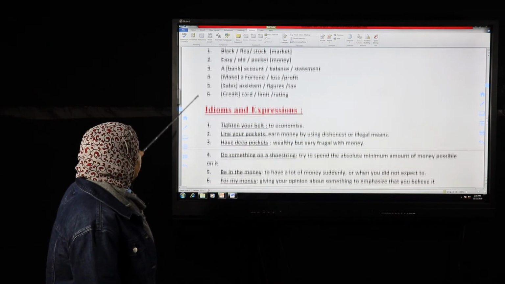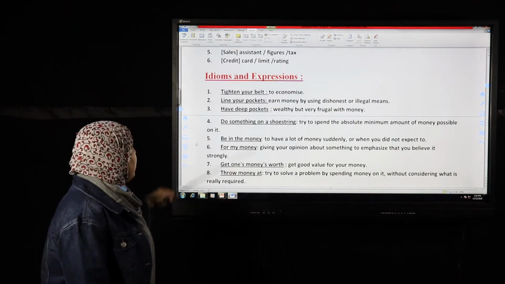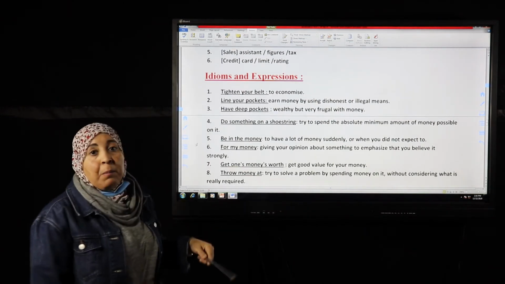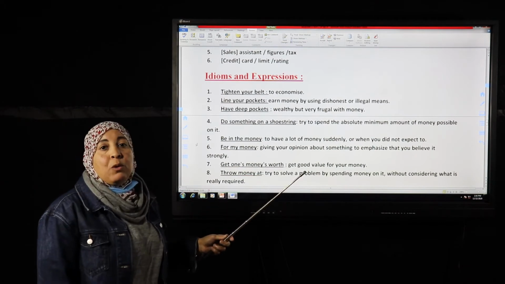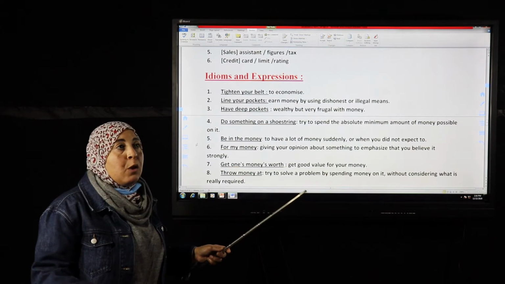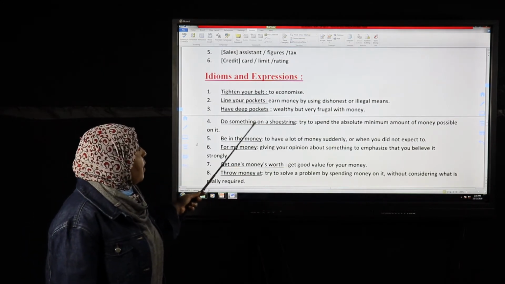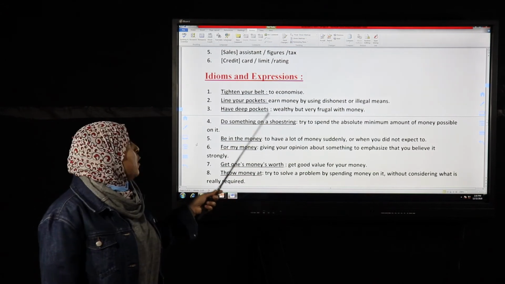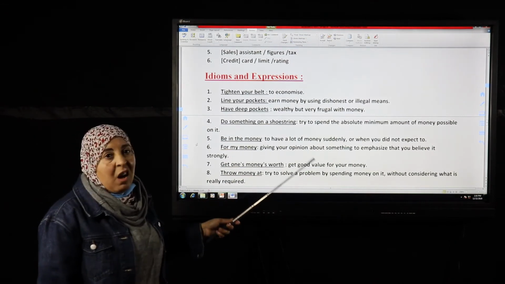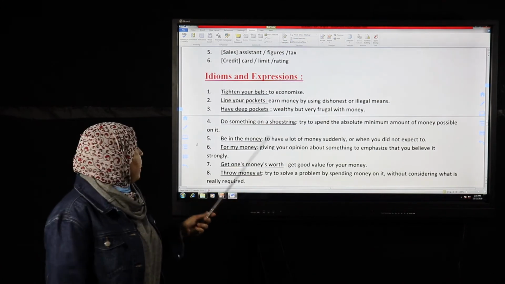And then the last part, it will be the idioms and expressions. I have here certain idioms, they are about 8. Number 1, tighten your belt. What do you mean by tighten your belt? Try to economize. For example, not to spend a lot. Number 2, line your pockets. What do you mean by line your pockets? To earn money by using dishonest or illegal means. This is called line your pockets.